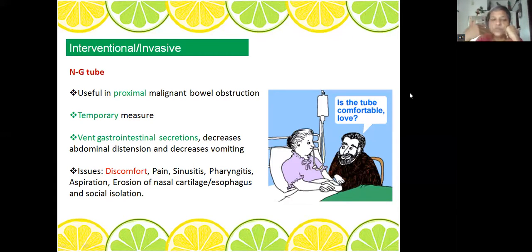And of course, some problems do arise like aspiration, pharyngitis, esophagitis, erosion of the nasal cartilage or esophagus, and social isolation. Many of the patients do not like this tube put over here and being viewed by the public, so they isolate themselves. So the NG tube is good. If the patient already has an NG tube, well and good. But if not, then we have to go for an NG tube so that it will reduce the patient's abdominal distension and reduce the vomiting.